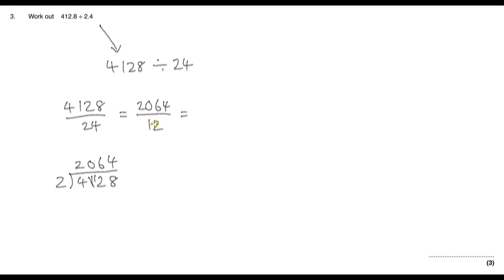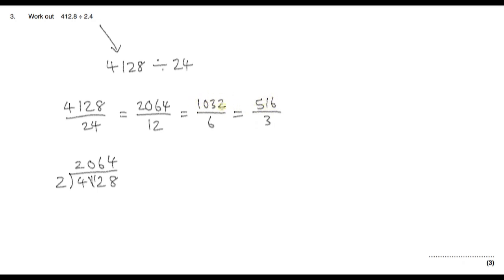These numbers are still both even, so I can divide by 2 again. So we're going to have 6 on the bottom. In the numerator, I'm going to have 1032. I can just see that if I divide 2000 by 2, I'm going to have 1000. If I divide 64 by 2, I'm going to have 32. I can divide by 2 again. So the denominator is going to be 3. The numerator is going to be 516.